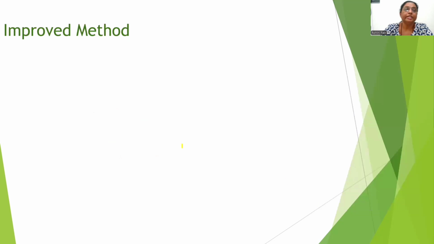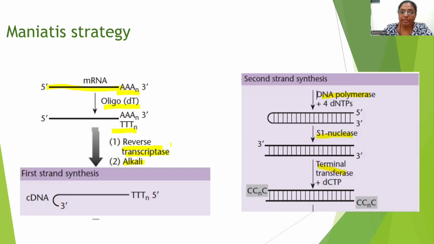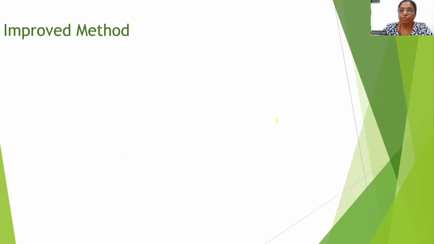Now the second method is the improved method. When we use the S1 nuclease in the Maniatis strategy, some of the information is lost. How? When the loop structure is cleaved, the S1 nuclease is also able to cleave some double-stranded DNA. So there is some loss of information, and we don't want any loss of information. That's why the method has been improved.